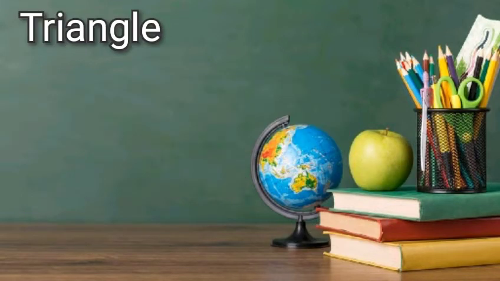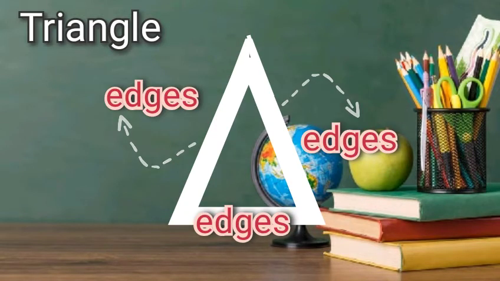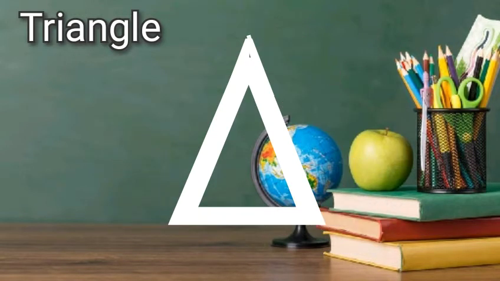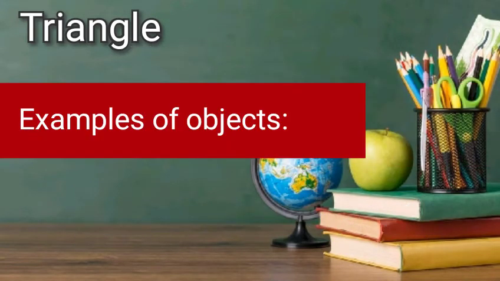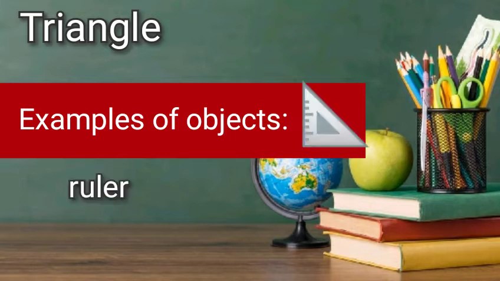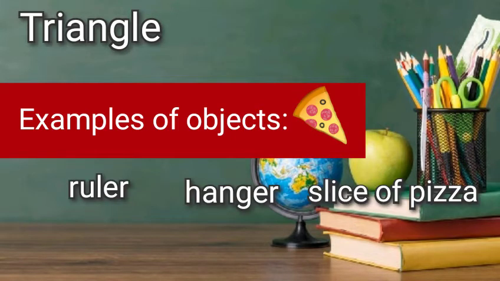A triangle is a polygon with 3 edges and 3 vertices. It is made up of 3 non-collinear points. Examples of objects: ruler, hanger, and slice of pizza.